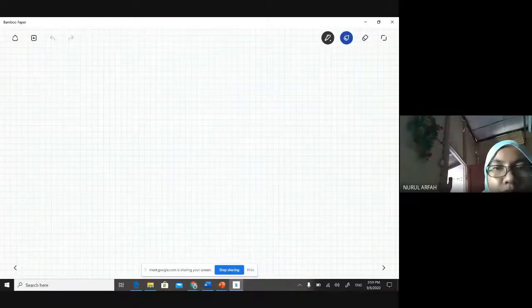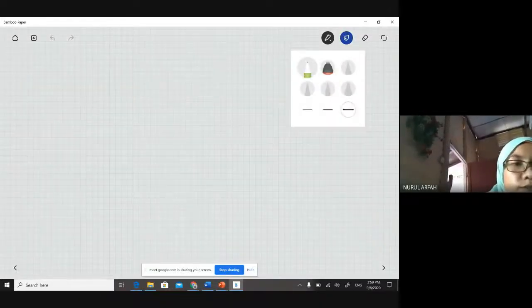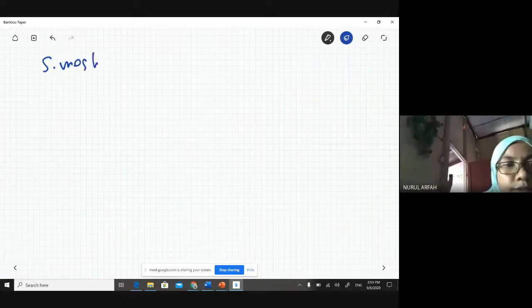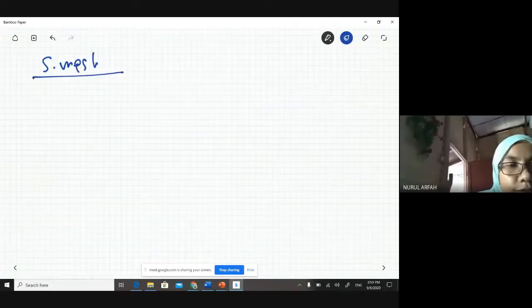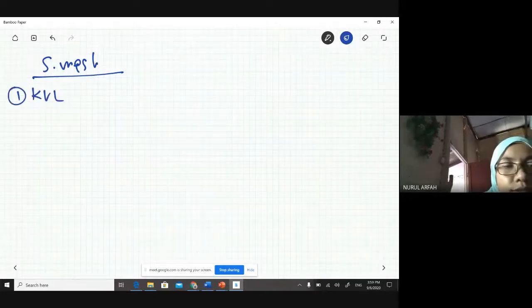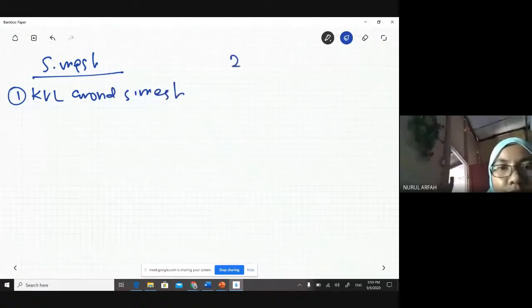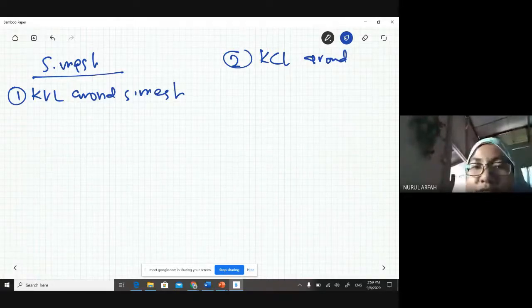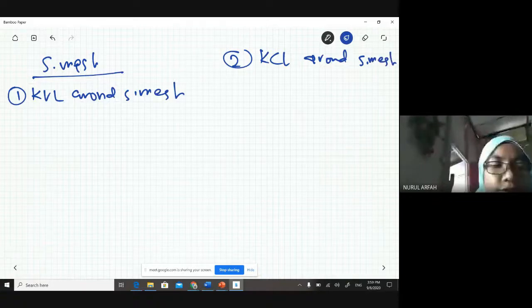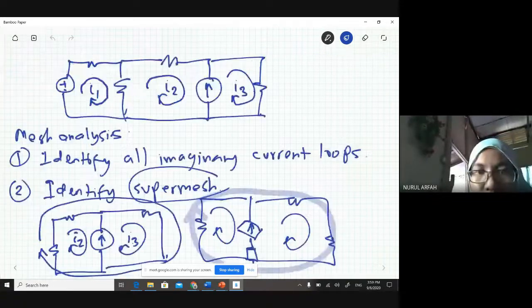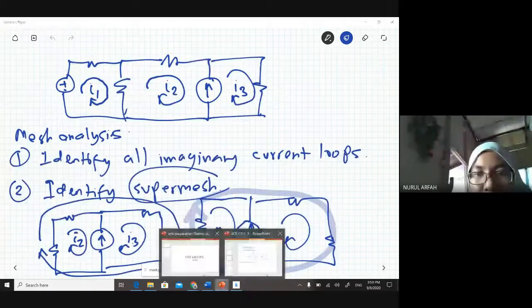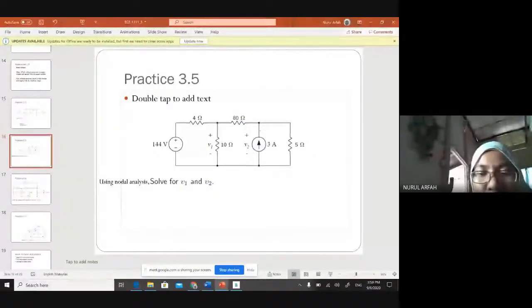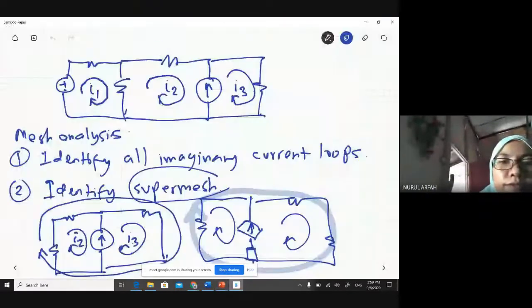Okay. And what do you need to do when you have a super mesh? Same as the previous super node. You need to have one, which is KVL around the super mesh, and another one, which is your KCL at the super mesh. So for our case here, we didn't specify any value. This is 3, 80, and 5. This is 80, 5, and 3.